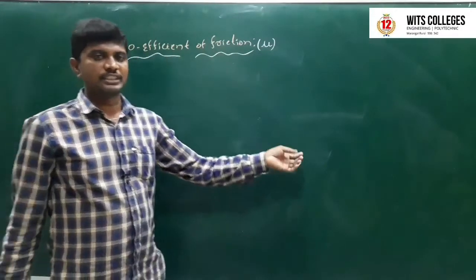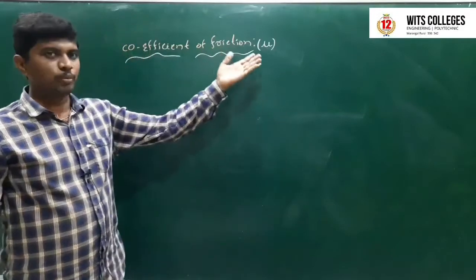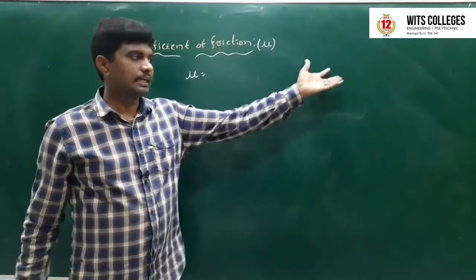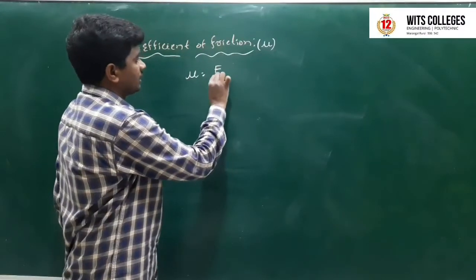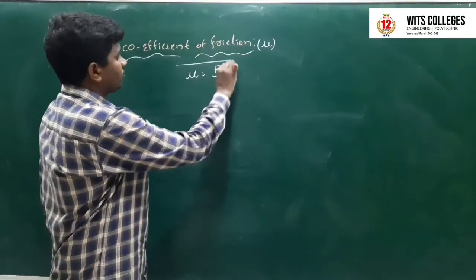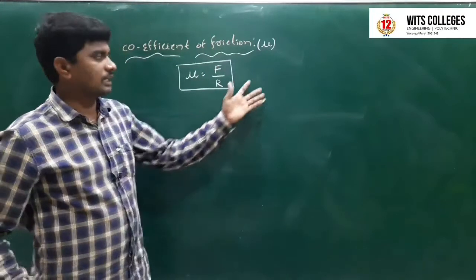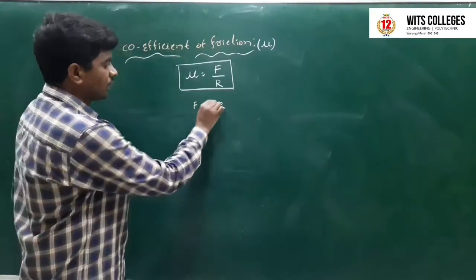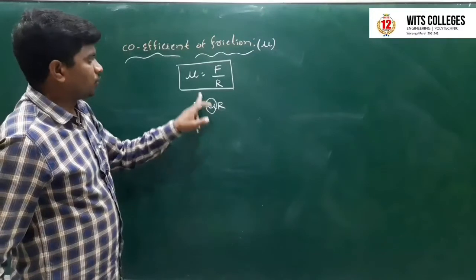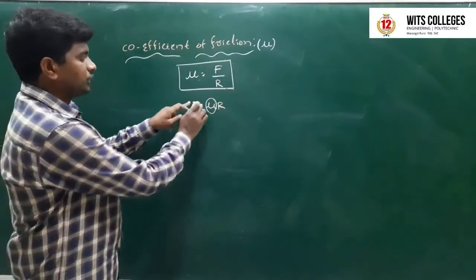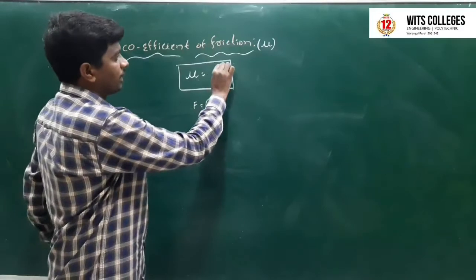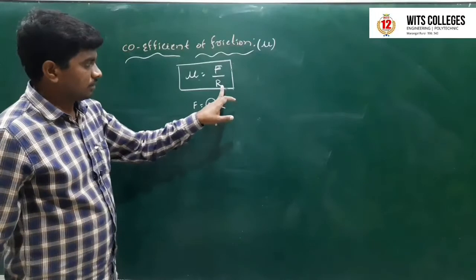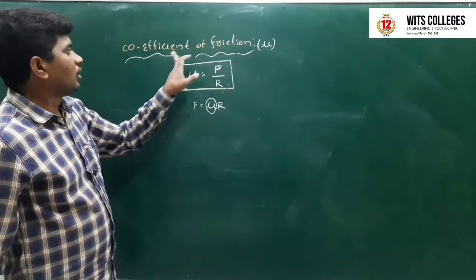What is the definition of coefficient of friction? The ratio between frictional force and normal reaction is called the coefficient of friction. From the laws of friction, F is equal to mu R, so mu equals F by R. The ratio between frictional force and normal reaction is called the coefficient of friction.